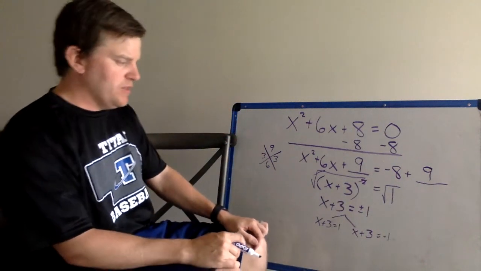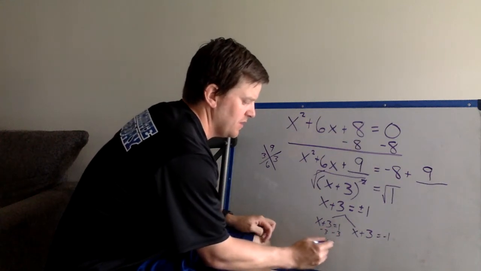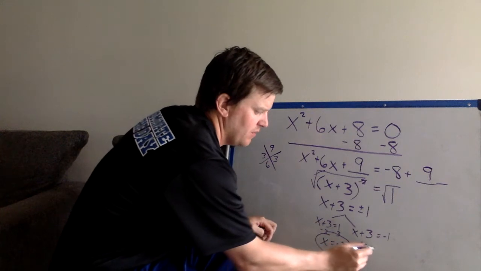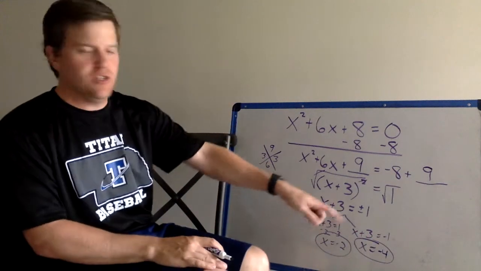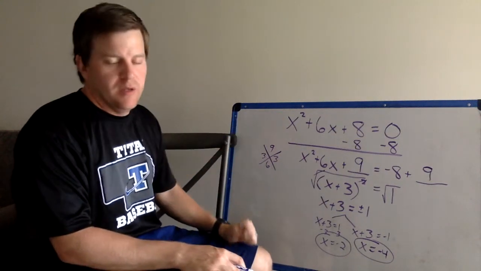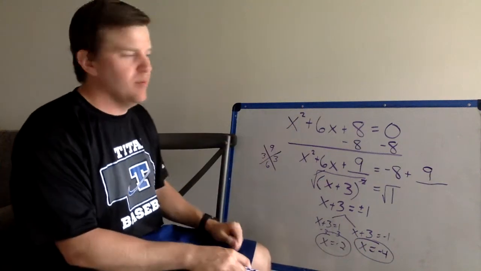And we got a couple one-step equations. If we subtract 3 on both sides here, we get x equals negative 2. And if we subtract 3 over here, we have x equals negative 4. Okay, we have our two answers. We solved this problem using completing the square. We could plug either of these numbers in for x, and both of them are going to work.